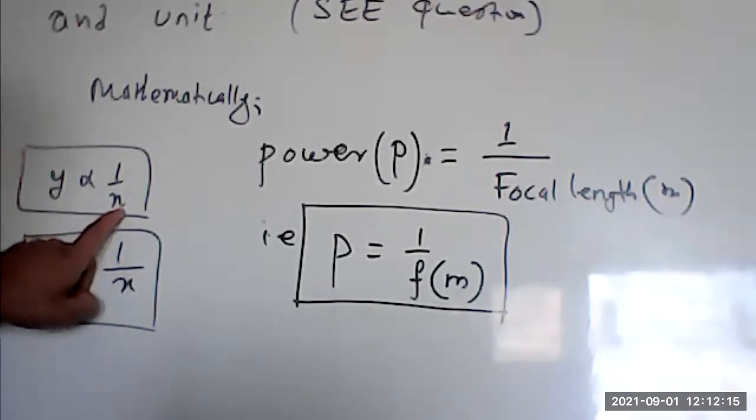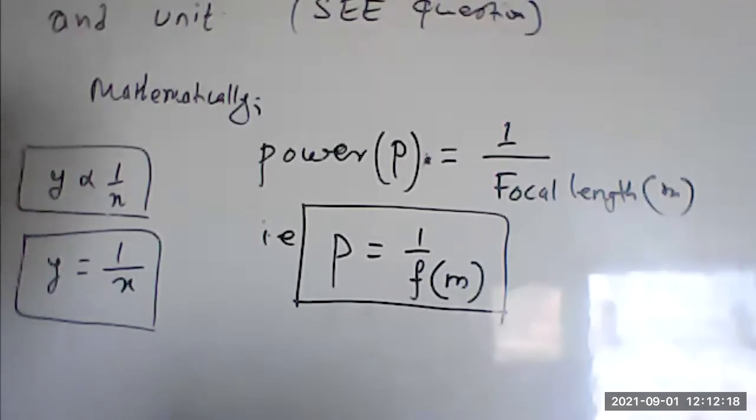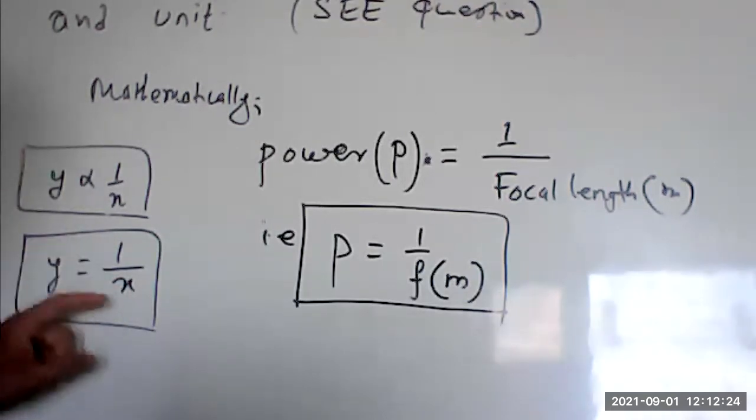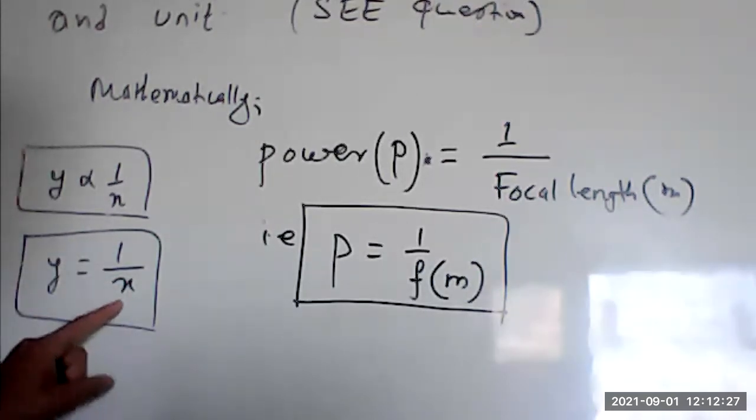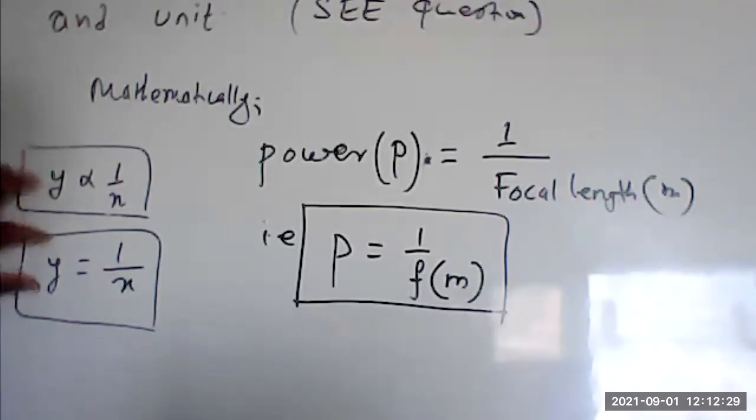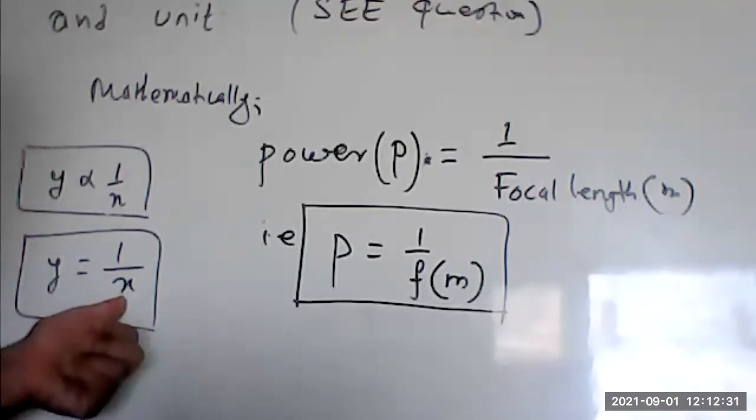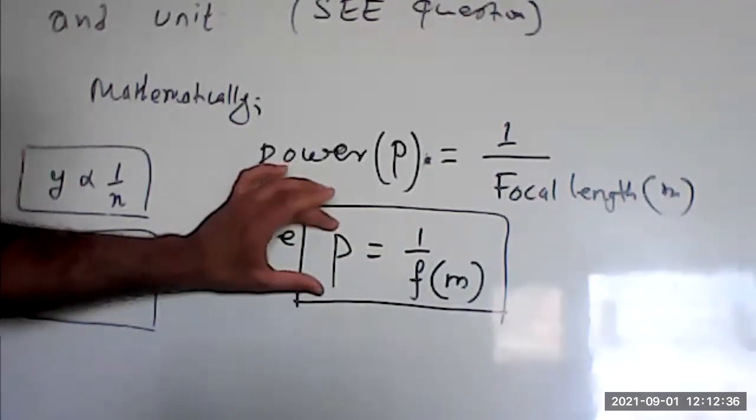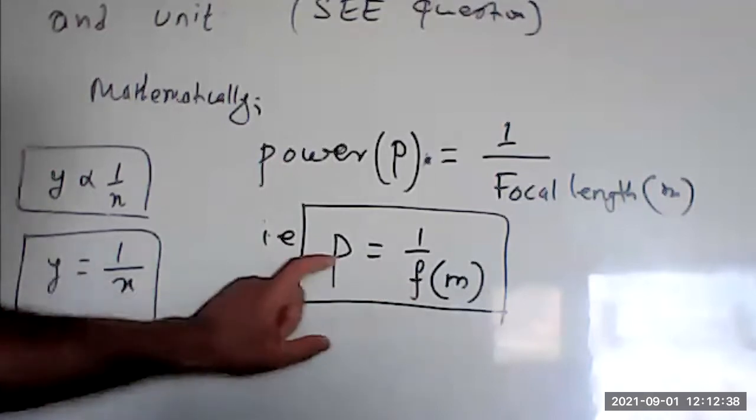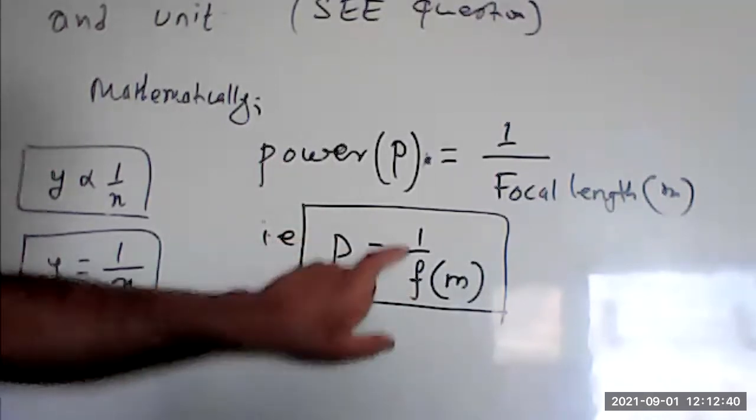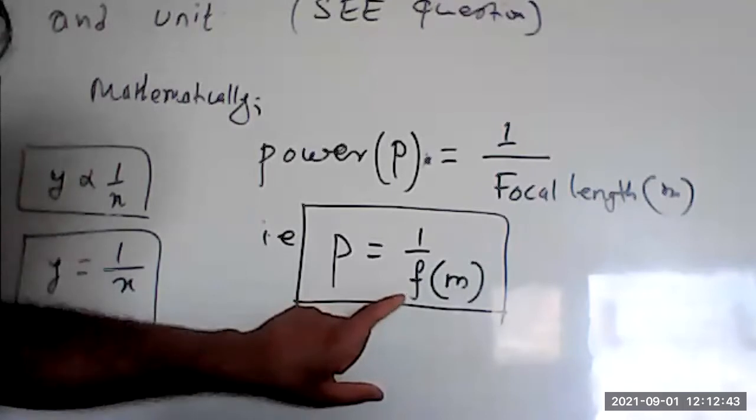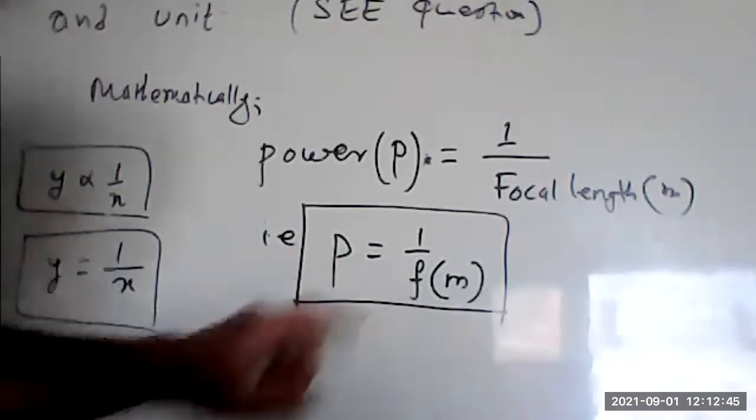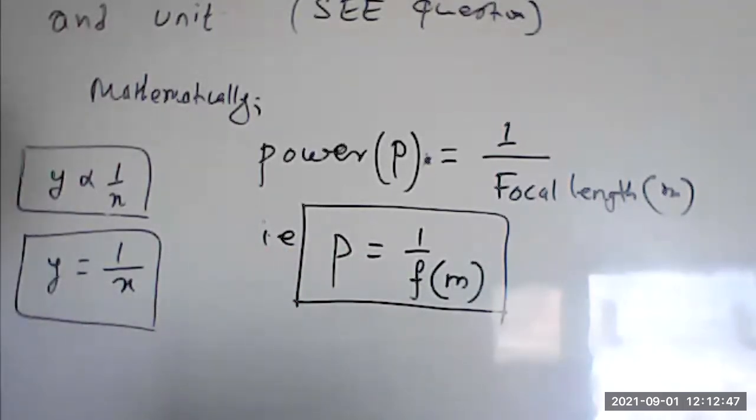X तल हुँदाखेरि यस्तोलाई inversely proportional भनिन्छ. If there are no other constant or coefficient, just 1 divided by x, in this case we call that y is the reciprocal of x. यस्तोलाई reciprocal भनिन्छ है. Here, power is the reciprocal of focal length. Power is equals to 1 by f भनेको reciprocal of focal length. बुझ्नु भयो नि? Not inversely proportional. Power is reciprocal of focal length. Okay.